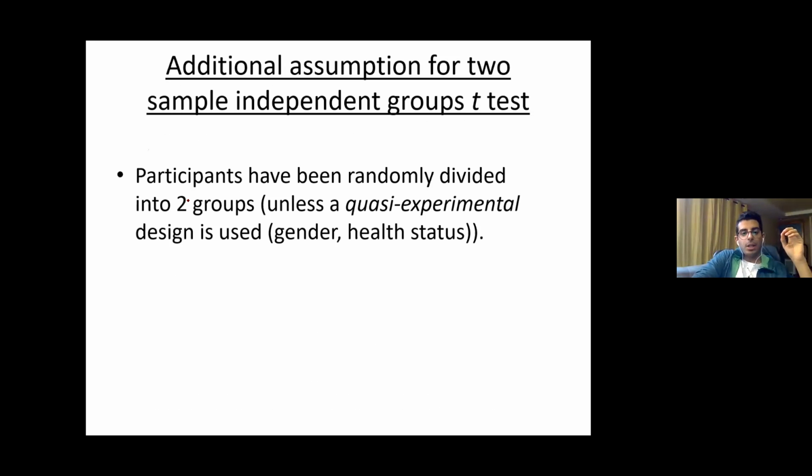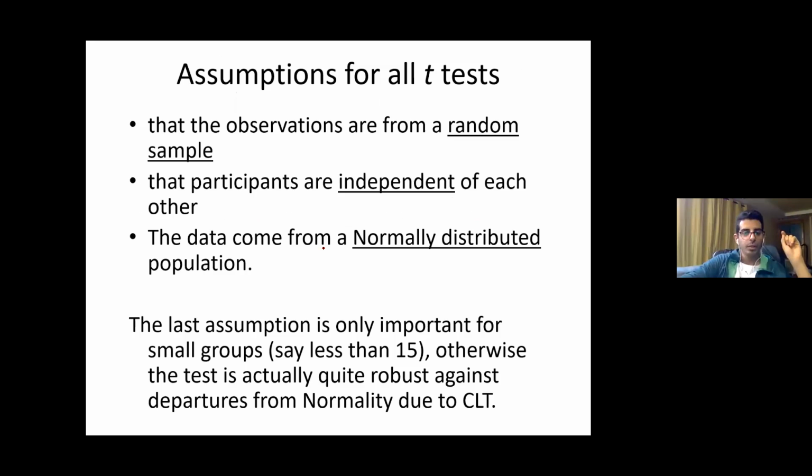Yeah, so this is it. Participants must be randomly divided into two groups, and it's fine if it is quasi-experimental, okay? So if you, for example, separate them based on men and women, it's fine. It's not the worst case scenario, but ideally it should be completely random, right?